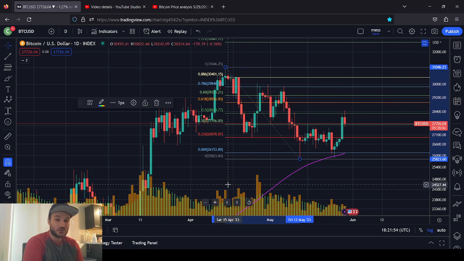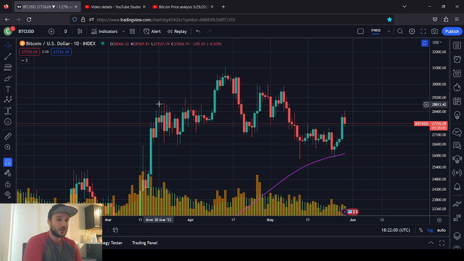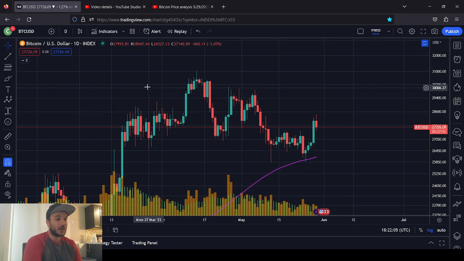We're going to look at the Bitcoin chart and a bunch of other charts today. I want to talk about the Fibonacci tool, how I use it, how you can use it, and just what I've learned personally about it and how to use it.